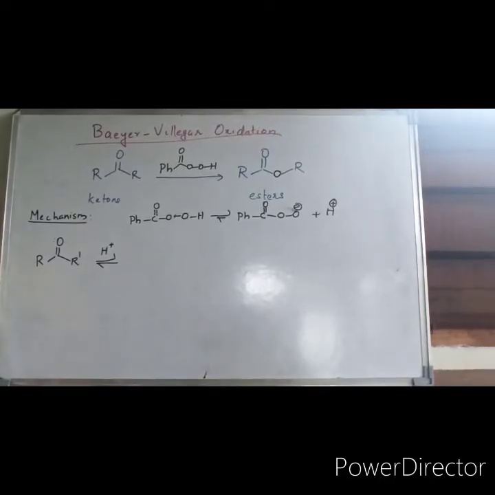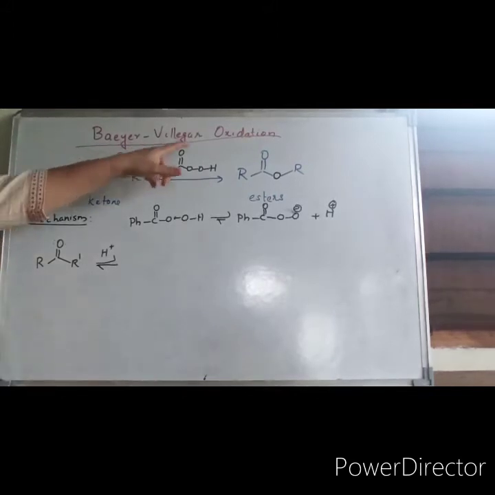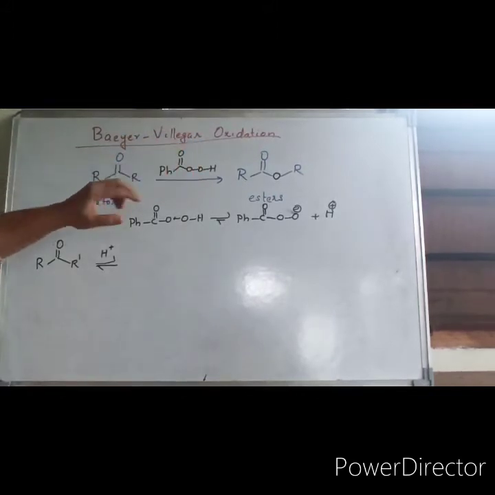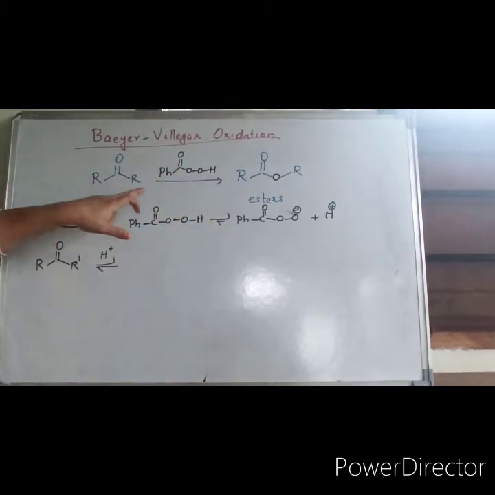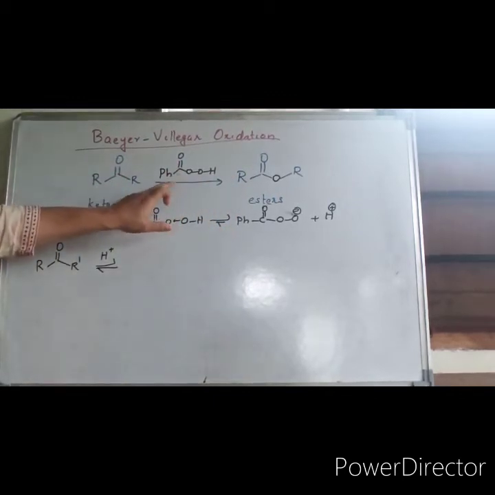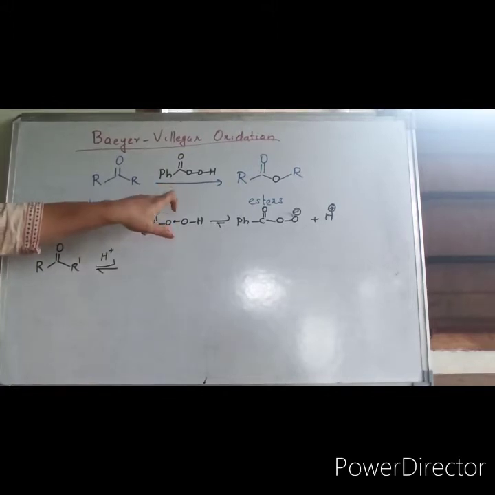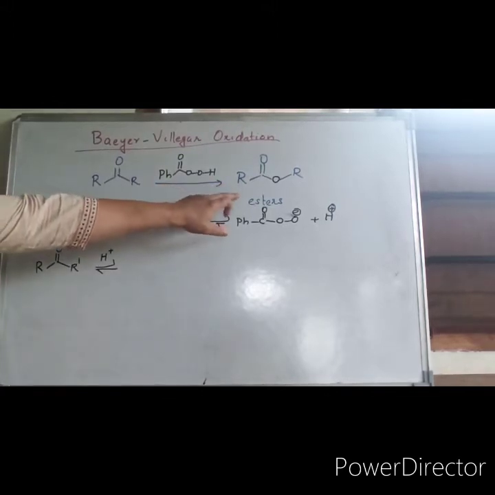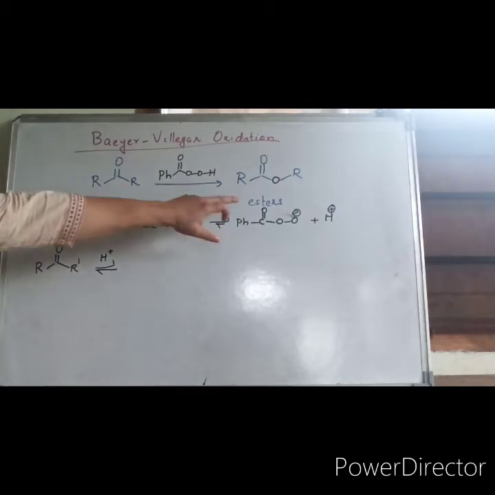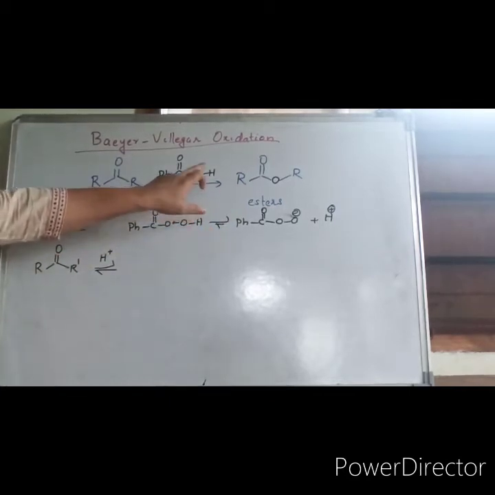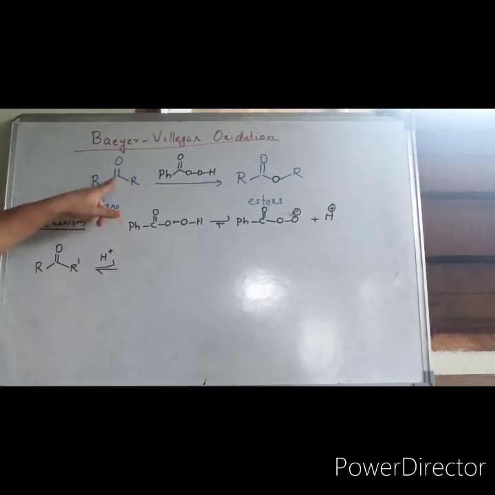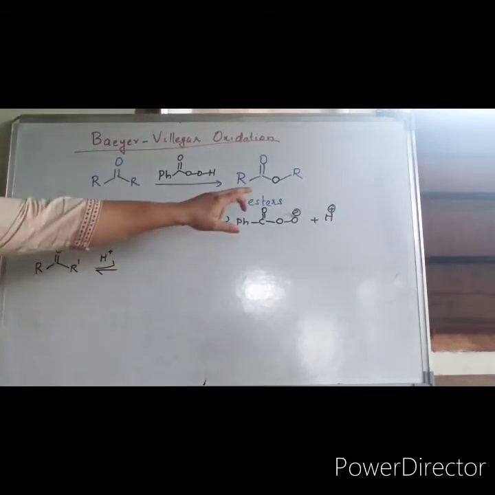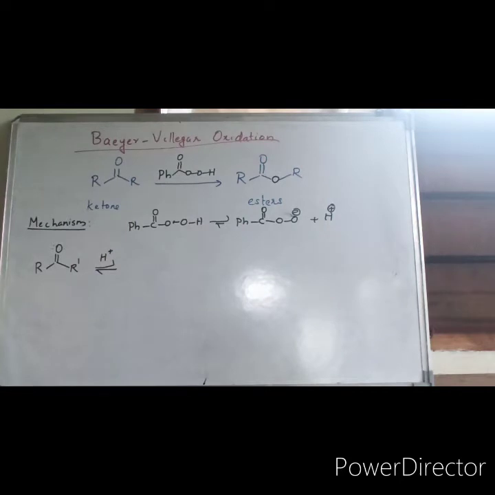An important oxidation reaction using peracids is Baeyer-Villiger oxidation. In this reaction, ketones are oxidized to esters. So ketones in the presence of peracids, this is perbenzoic acid, will be converted into esters. One of the oxygens will be delivered to the bond between the carbonyl and the alkyl group. So you will be getting esters by this reaction.